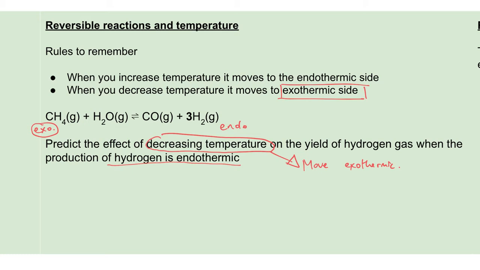So my answer to this one, predict the effect of decreasing temperature on the yield of hydrogen gas when the production of hydrogen is endothermic: I'm going to shift to the left-hand side as it is endothermic.